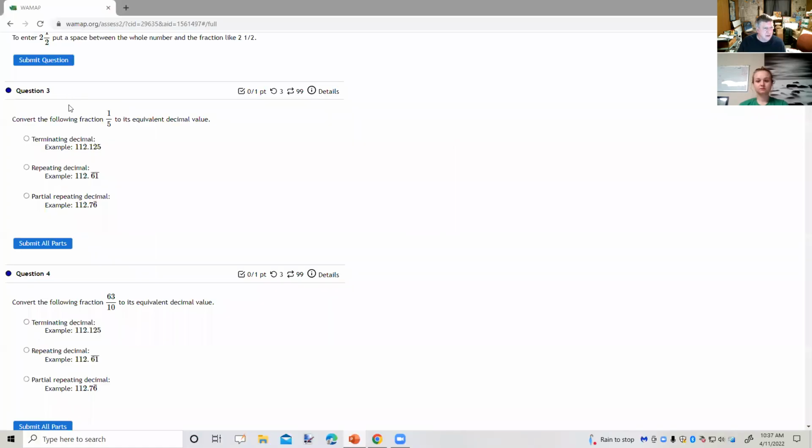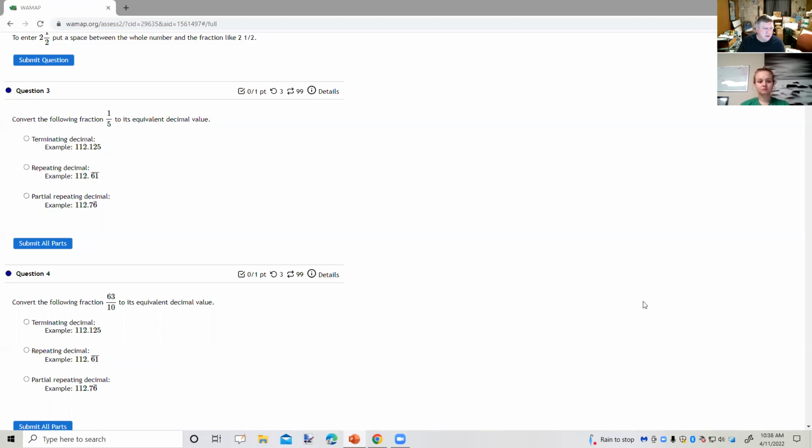See here where it says question number 3, convert the following fraction 1/5 to its equivalent decimal value, all right? So there's a terminating decimal. That would be like the first 2 examples where we had 0.8 and 0.875. That would be a terminating decimal, okay? Then there's what's called a repeating decimal. That's like the problem we just did, where we've got 0.6, and then that 6 just continues to repeat.